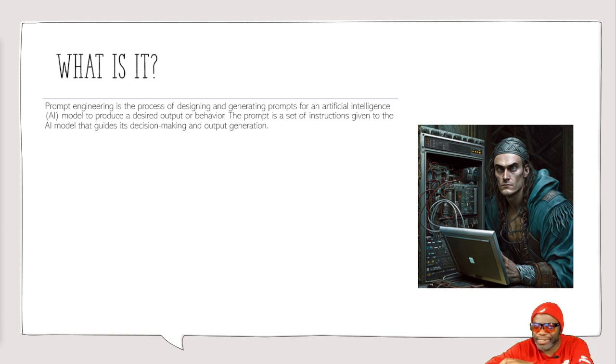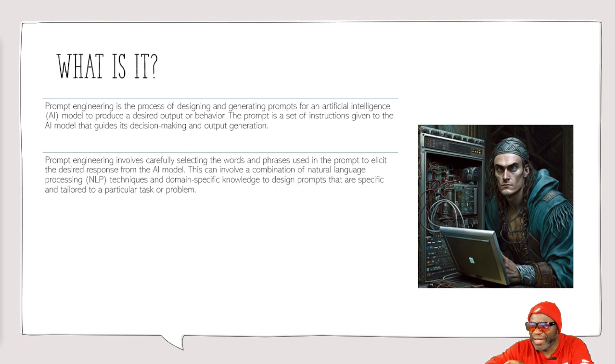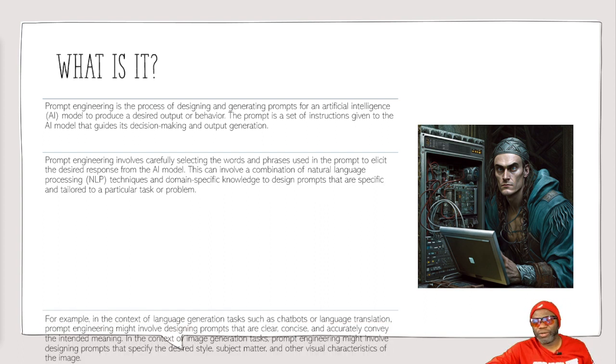So prompt engineering, like I said, is the process of designing and generating prompts. You've got to be a great designer of those prompts by using things like the RGB and other intuitive methods, right, for artificial intelligence to produce a desired output or behavior. The prompt is a set of instructions given to the AI model that guides its decision making. It involves carefully selecting the words and phrases used in the prompt to elicit the desired response from the AI model. If you cannot get the desired response, you're not a good AI engineer.